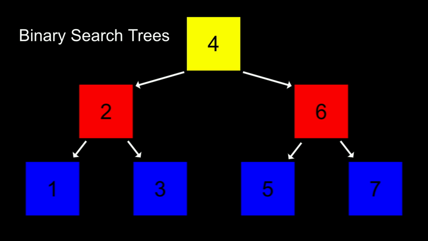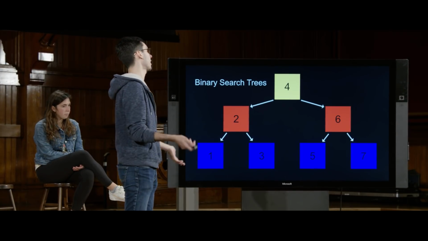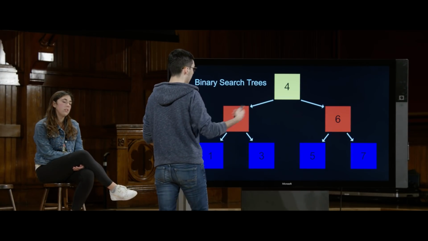OK, so we've seen arrays, we've seen linked lists. Here's a binary search tree, which in a way is really just a linked list that's been taken to the next level. You can imagine, and let me define this real quick.